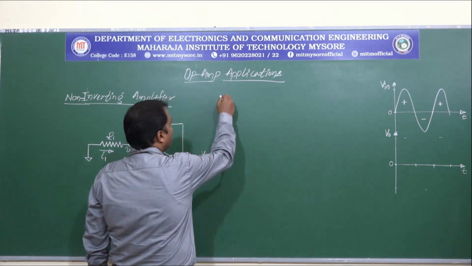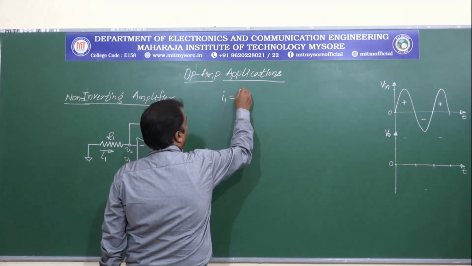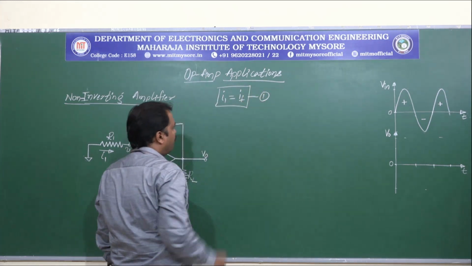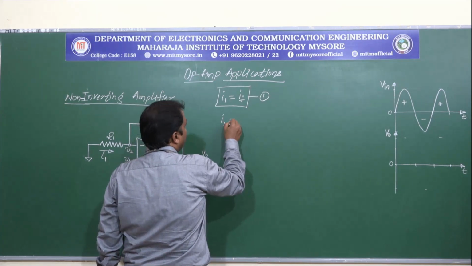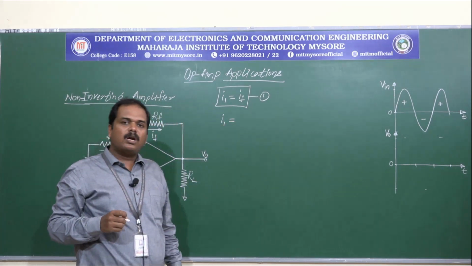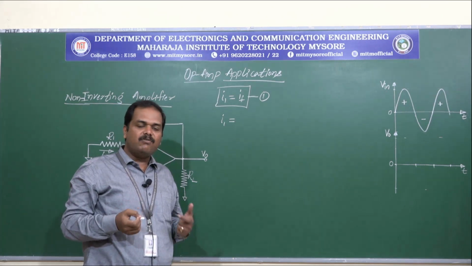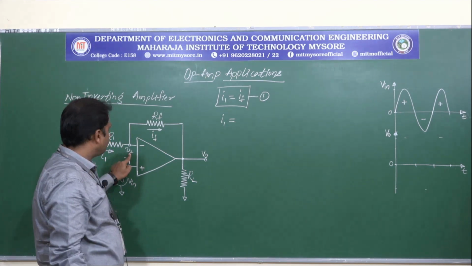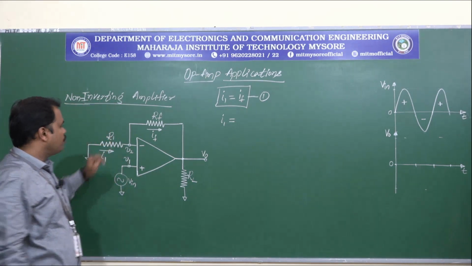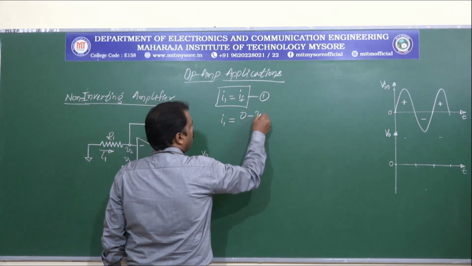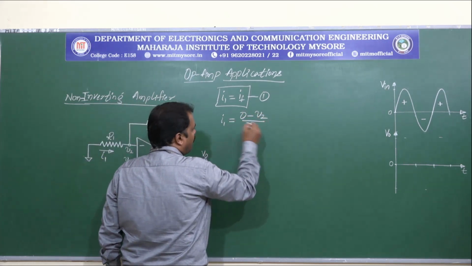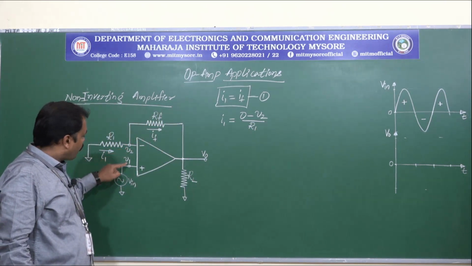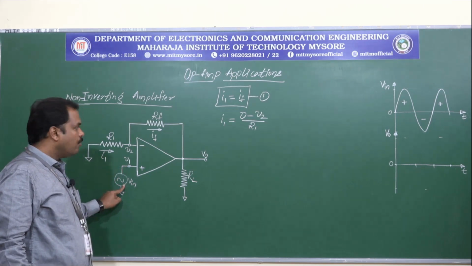So let us equate I1 to IF and consider this as equation 1, and by using Ohm's law we can write the equations for currents I1 and IF and later we'll equate these two. Now I1 is given by 0 minus V2 by R1. Because of the virtual connection concept, V2 is approximately equal to V1, which is equal to Vin.